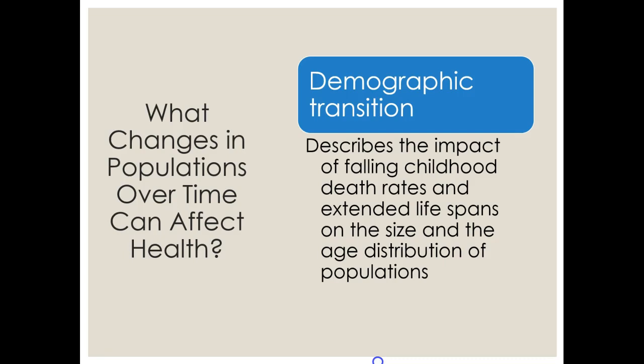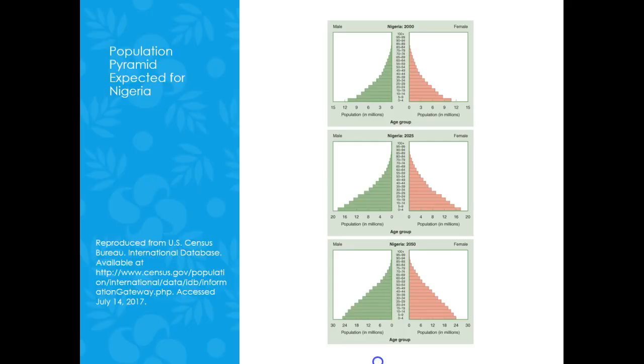The last concepts I want to talk about are things that can change in populations over time that can impact health. The first one is called a demographic transition. This is a transition that's influenced by falling childhood death rates and extended lifespans. So it's looking at the age distribution across a population. For example, this is the population pyramid for Nigeria, and you can see that it's pretty constant. In 2000 you had fewer old people, and as it went lower in age it was increasing, so people were born, and then over time it starts to decay and people start to die, and it's pretty constant over all of these years.